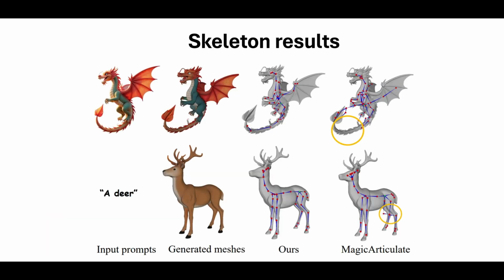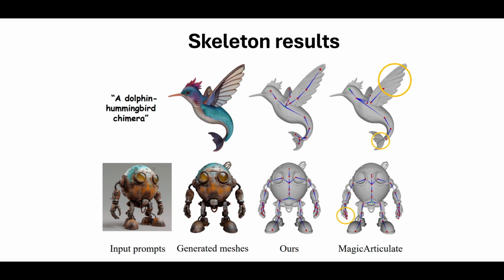Now, for the experimental results. These skeleton generation results on AI-generated meshes show Puppeteer's performance compared to Magic Articulate. While our method produces well-aligned skeletons, Magic Articulate struggles with alignment, particularly visible in the dragon's tail and deer's leg positioning. It also loses fine details, such as the bones in the tail and wings, as well as the robot's hand structure. In contrast, Puppeteer consistently generates valid, well-structured skeletons that preserve these important details.